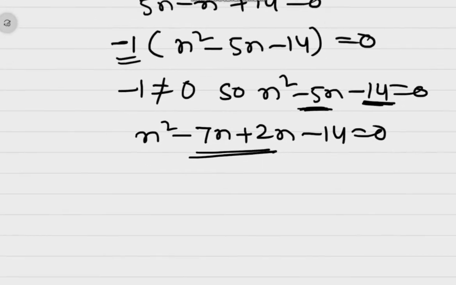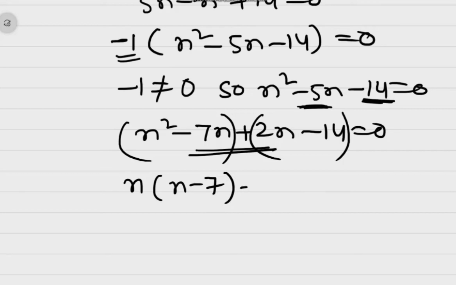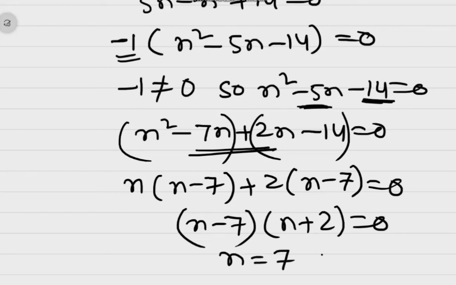Now see, from here you can see that if you take out common from these terms, you will get n into n minus 7 in the first case, plus if you take out 2 common, you will get n minus 7 again. That will be equal to 0. So n minus 7 into n plus 2 will be equal to 0. So n is equal to 7 or n is equal to minus 2.